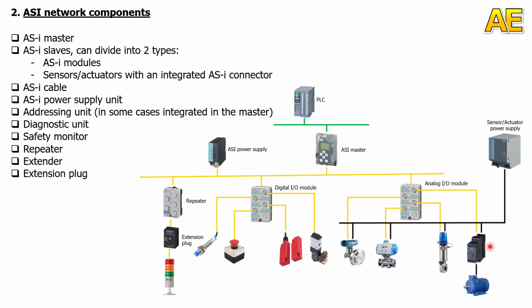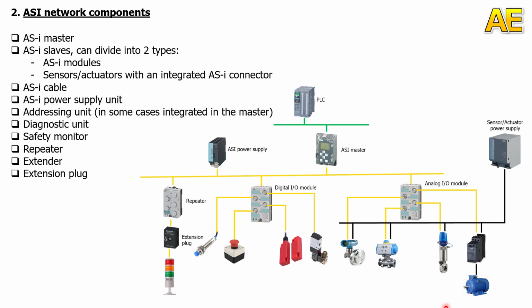For example, this pack can use 220 volts. Okay, next one, this is the ASI slave. This means the IO module here. And this is the repeater. And this is the extension plug. And we have a lot of other devices here.